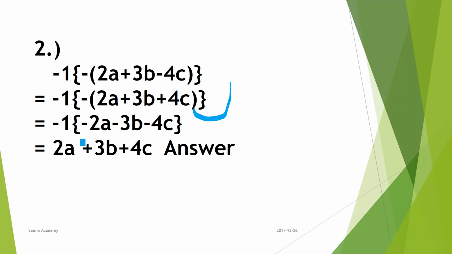Now come to the curly bracket, right? So there is a minus sign here, minus 1. So if we multiply with 1, all numbers will remain the same, only the sign will change because this is minus, and we are going to multiply minus minus plus, plus 2a plus 3b plus 4c.